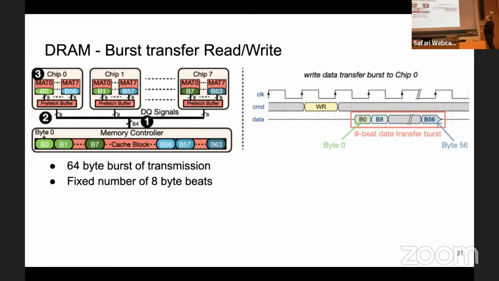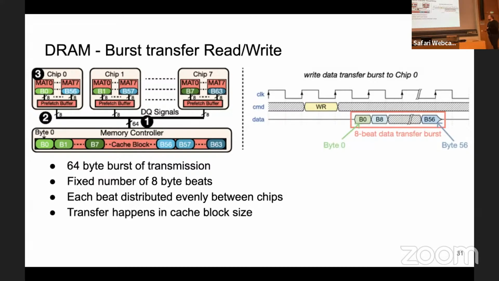So in this case, 8-byte beats each cycle of the clock, or each half cycle of the clock in this case. But each cycle, basically, we send 8 bytes between the DRAM chip and the processor. Always 8 bytes, always 8 beats, so 64 bytes in total. And each beat is distributed between chips, and basically we spread it out in such a way that we can draw 1 byte from each chip per beat.